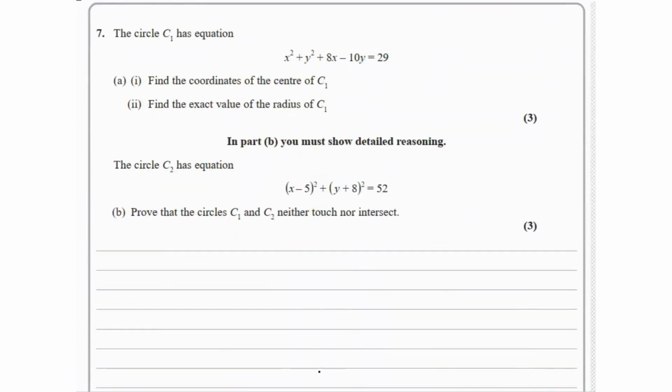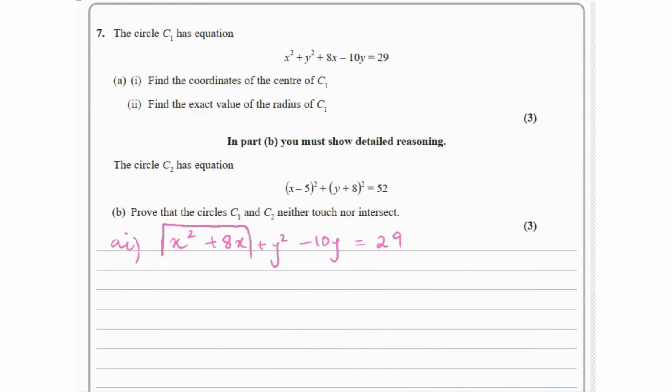Then the circle C1 has equation x squared plus y squared plus 8x minus 10y equals 29. You have to find the coordinates of the center and the exact value of the radius of the circle. So to do that, we'll use completing the square to convert this into the format which gives us the center coordinates and the radius. So let's rewrite this as x squared plus 8x plus y squared minus 10y equals 29.